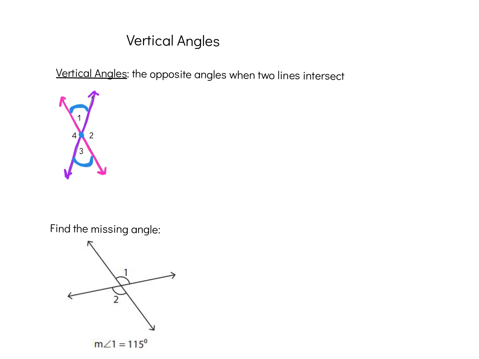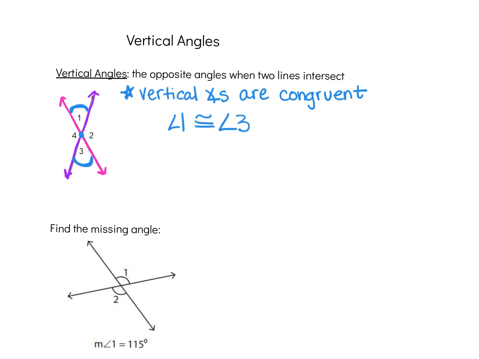The special thing about vertical angles is that vertical angles are congruent. So let's just write that down so that we know this. Vertical angles are congruent. Congruent means they have the same measure. So in this case right here, angle 1 is congruent to angle 3.